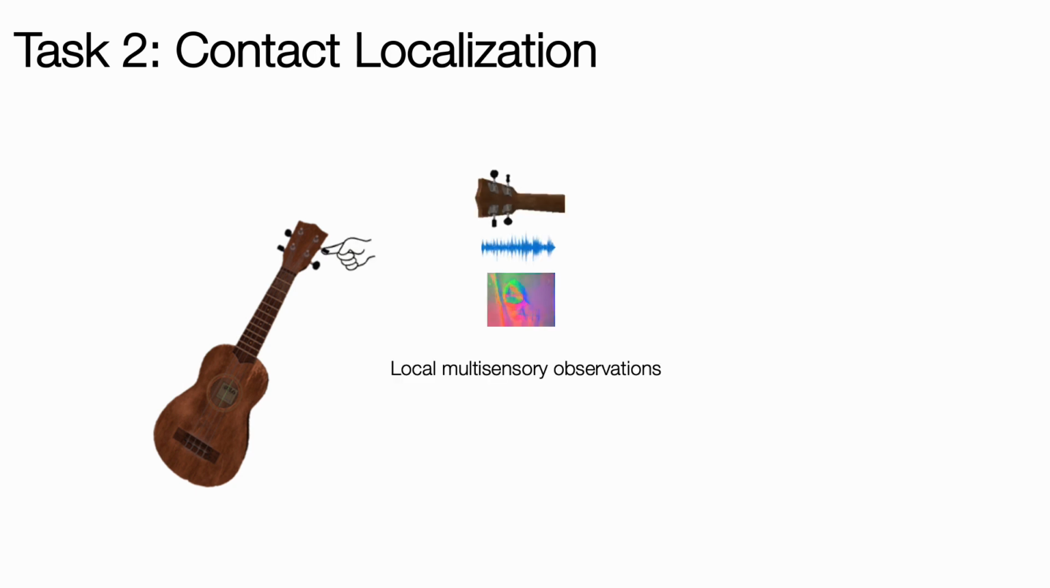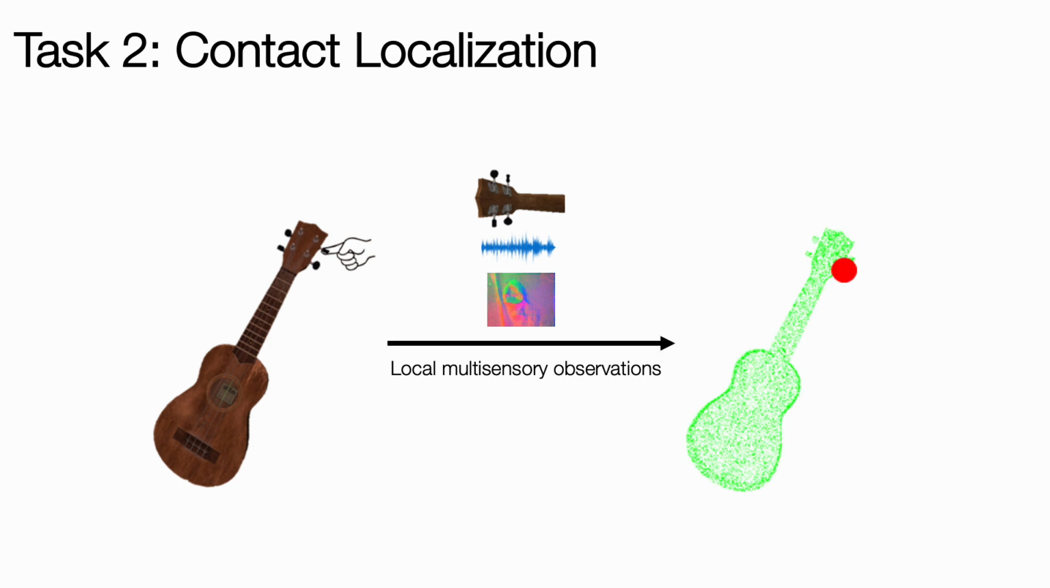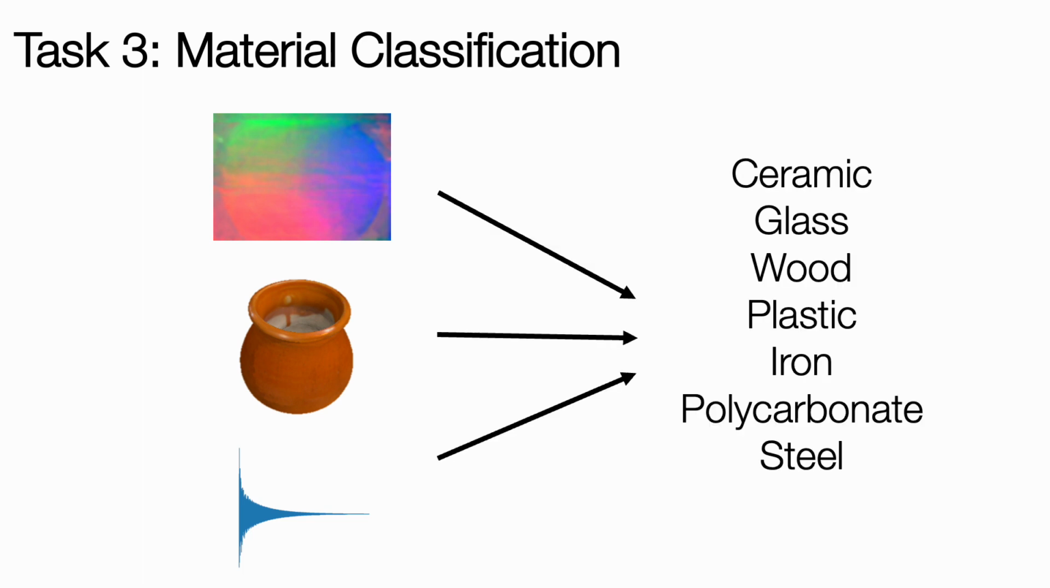The second task is contact localization. Given an object and the local multisensory observations of the contact position, it can be a visual image, impact sounds, or tactile readings. This task aims to predict the surface location where the contact happens. The next task is material classification. Given an RGB image, an impact sound, a tactile image, or their combination, the goal of this task is to predict the correct material labels for the target object, ceramic in this case, from 7 material categories.